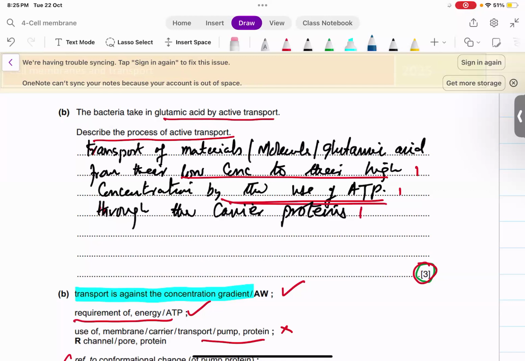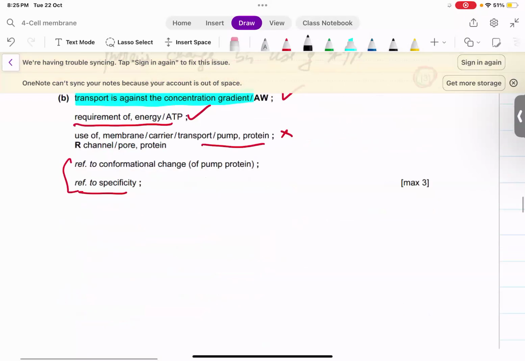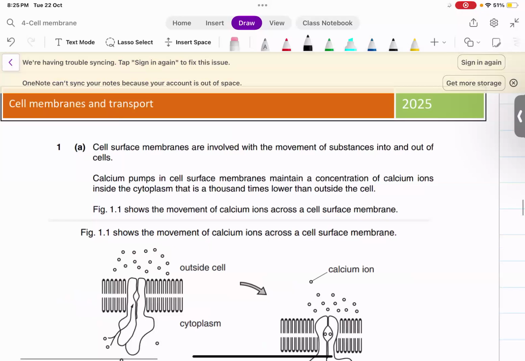Or if you further continue to write, the shape or conformation of carrier proteins changes by use of ATP. So this may be another point that you can write for this question. Now let's see. We have another question here.